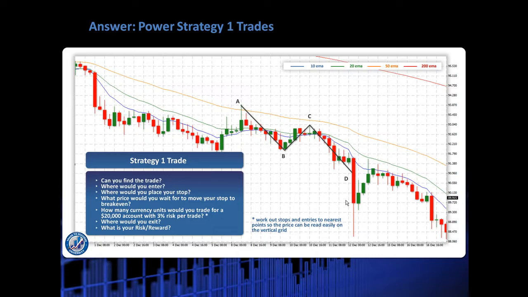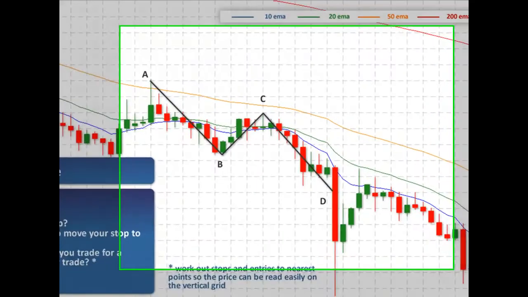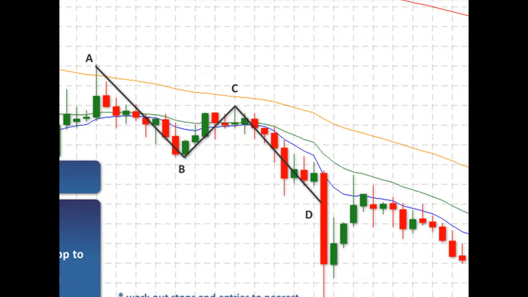Now, where are you going to enter? Well, you're going to be entering at the 25% mark, 25% of the A to B leg from point C, going down. So the 25% mark is approximately there. So when price comes to this region right here, you are going to be selling short.